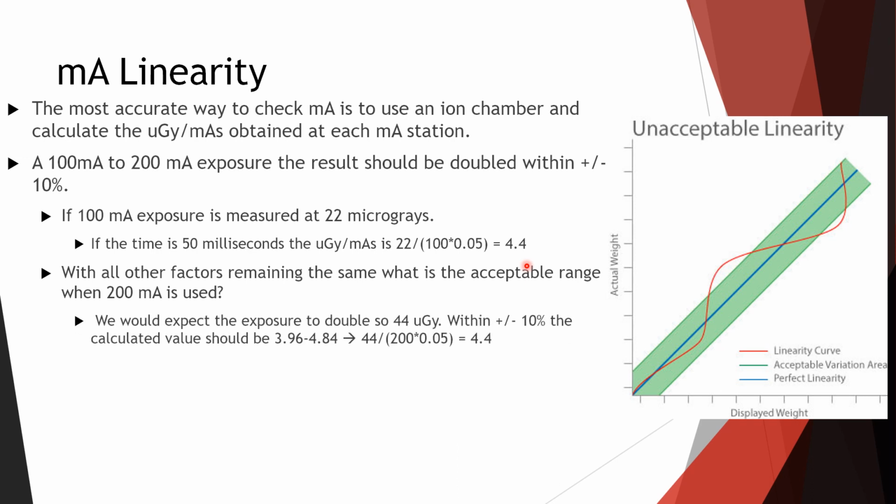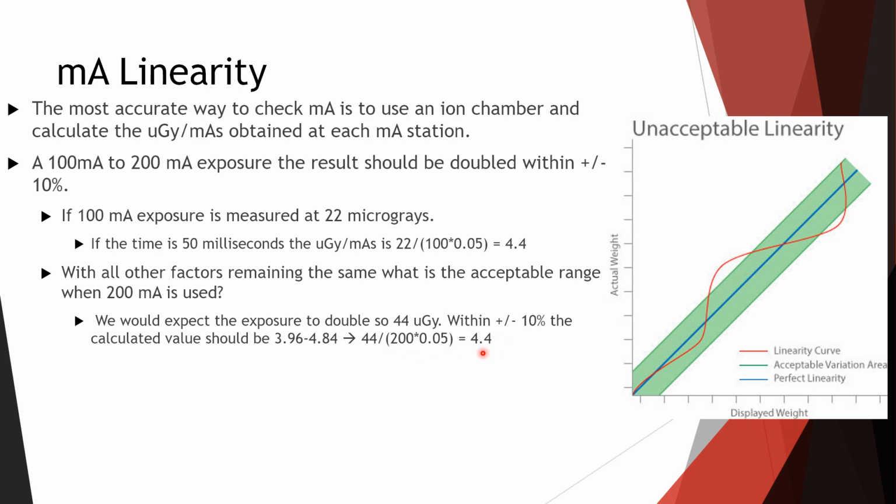We would expect the exposure to double, so 44 micrograys is what we would expect to read here. Within plus or minus 10% is what we need the acceptable range to be for the question. So with the calculation, we need it to be within 3.96 to 4.84 for the values. If we did get 44, that's perfect linearity. As we talked about before, we doubled here, and we doubled on the y, on the output. So we put that in the calculation, and we would get 4.4 with the 200 value, the 44 here.